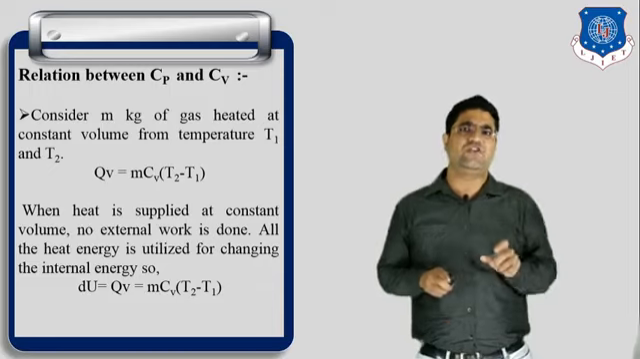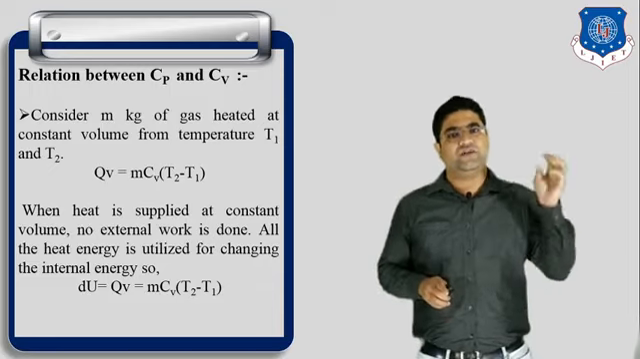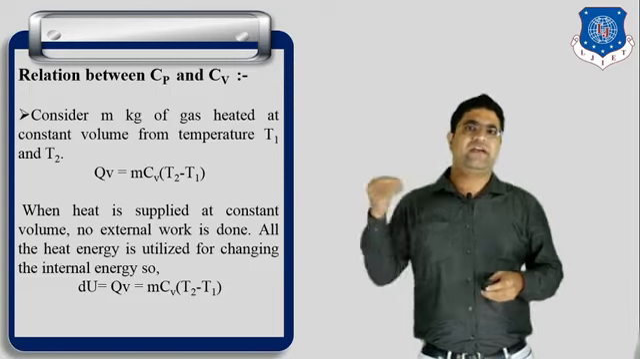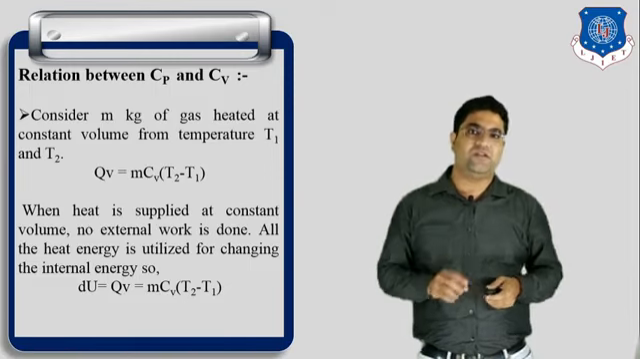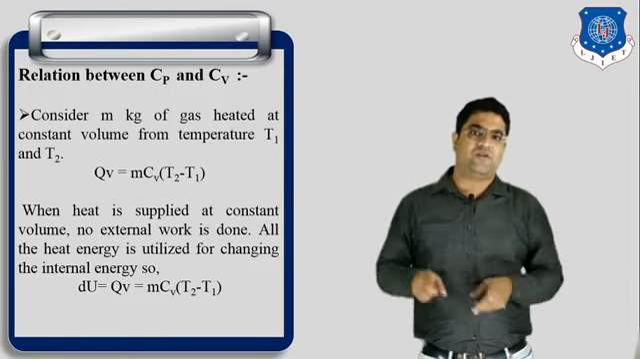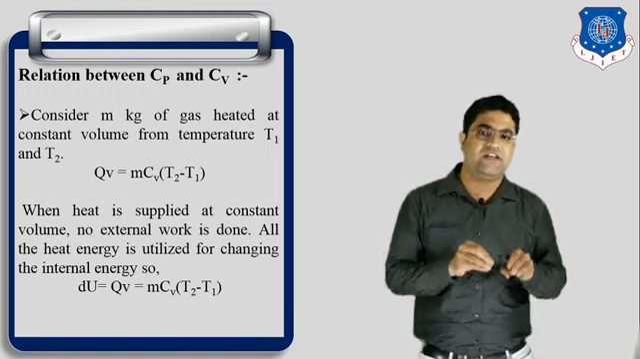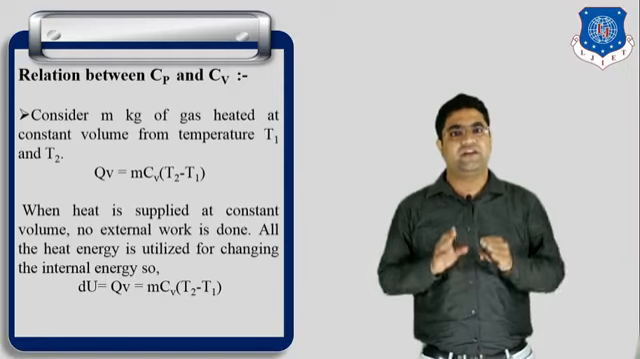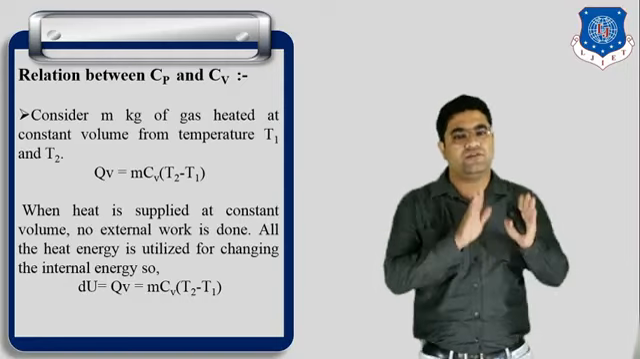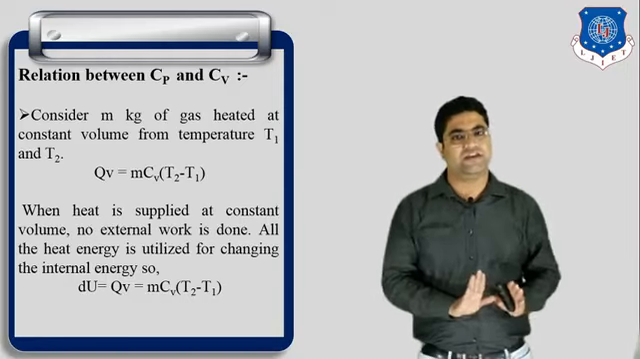So what is the meaning of this equation? If we supply 100 kilojoules of heat into the control volume, then the whole amount of 100 kilojoules will be stored in the form of internal energy. So here you can write Qv equals dU, that is the stored energy.